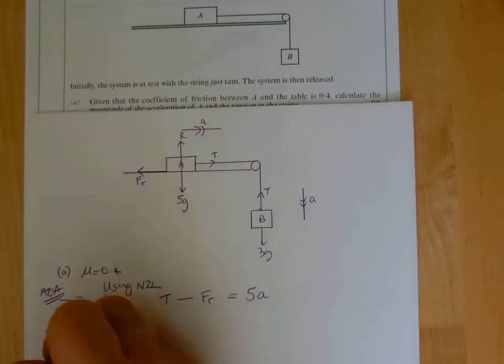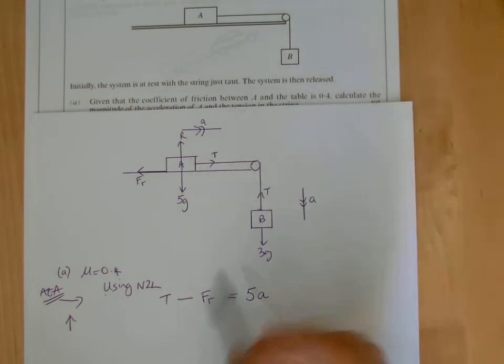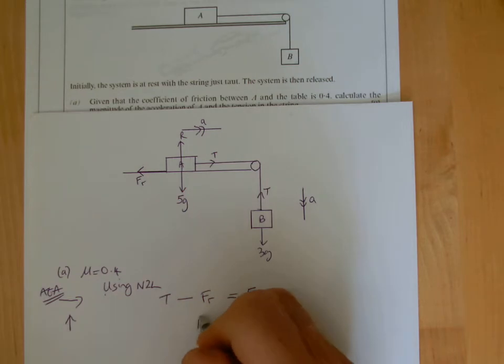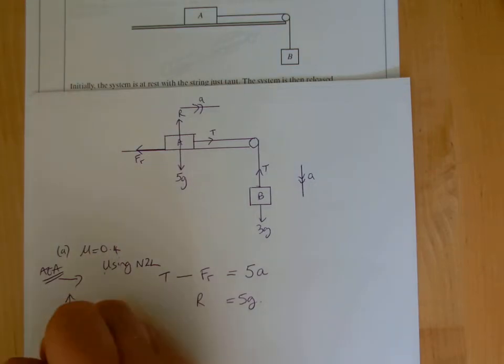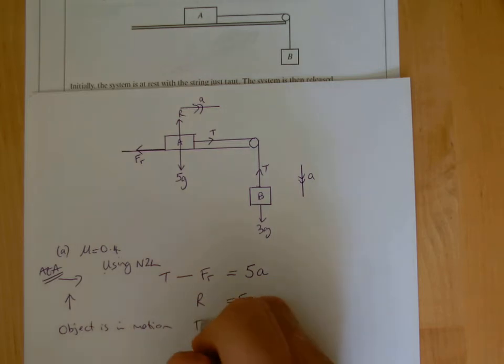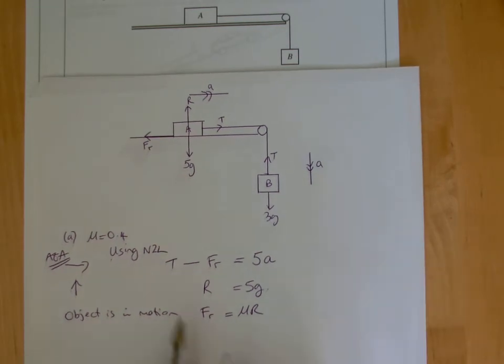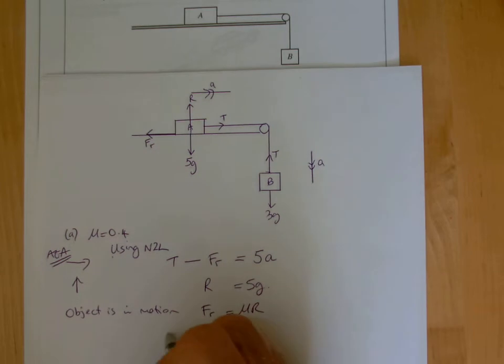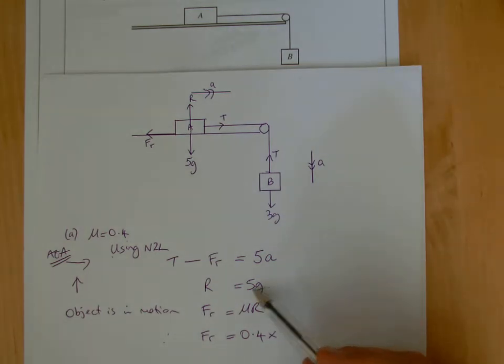If we resolve vertically, of course there's no acceleration vertically because the object is staying on the plane. So we could say forces up is equal to forces down, so R is equal to 5g. The object is in motion, so that means friction is at its max. So friction is equal to mu R. Because I know mu in this case to be 0.4, I can actually work out what friction is. So 0.4 for mu times the reaction, which I get from here, which is 5g, so 5 times 9.8.